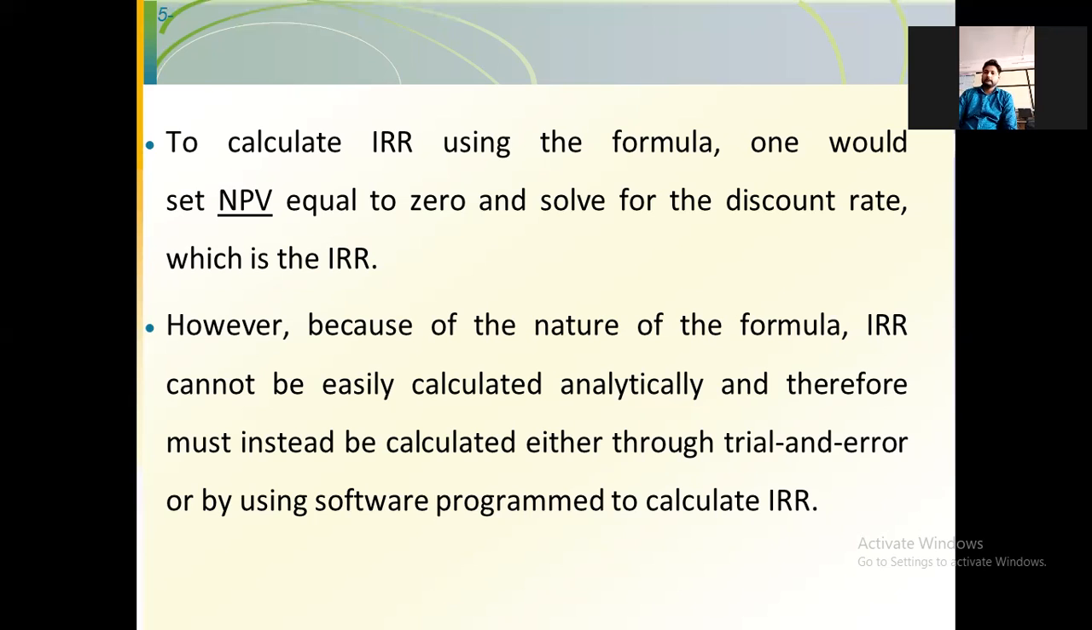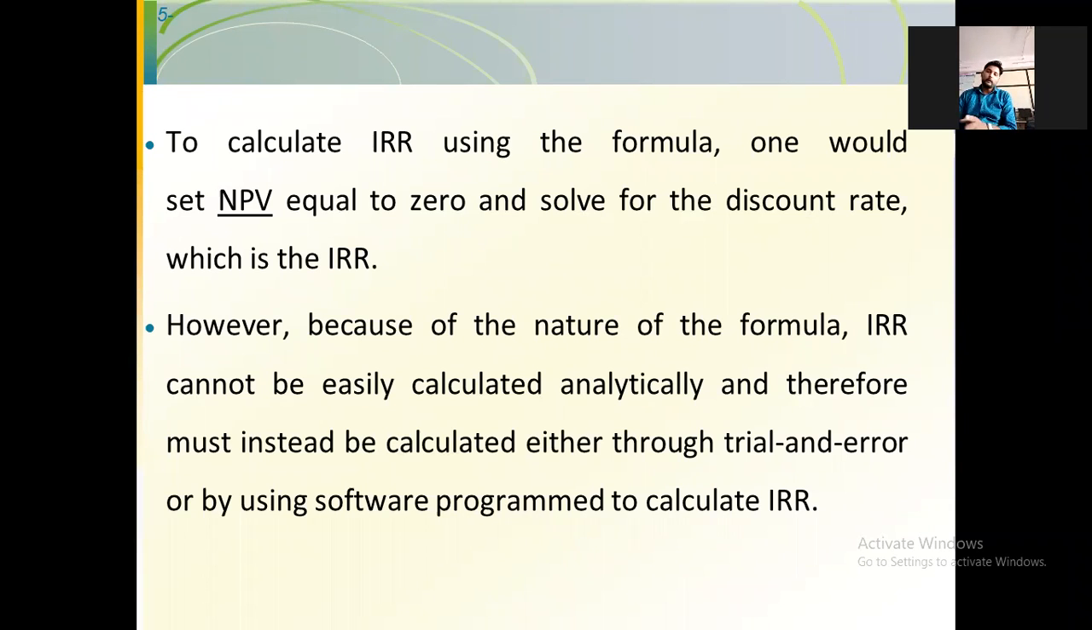Now this calculation will be somewhat heavier, because you don't have an idea at which value you will get NPV equal to 0. If you consider the IRR value as 10%, you check whether you are getting NPV equal to 0 or not. So you have to vary the IRR value in the calculation and check whether you are getting the NPV value equal to 0 or not.